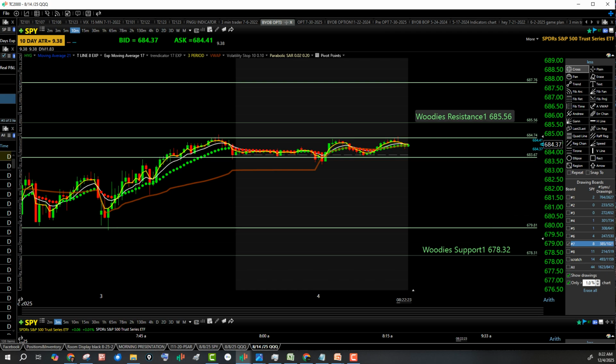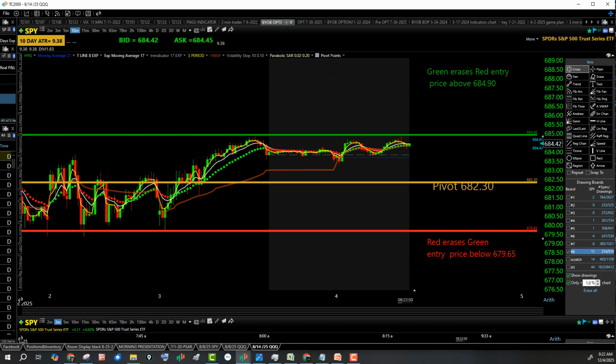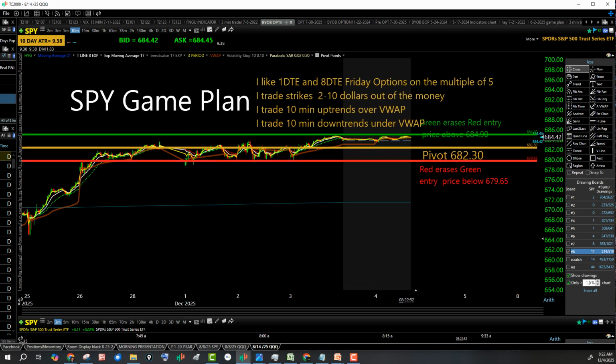And my first visit would be to look for Woody's resistance from yesterday, which is 685.56. I don't know if it will be 685.56 this morning. I would suspect it's going to be different because the pivot changes. As we moved up and held the higher ground, so will resistance and support change as well. So there's SPY on the 10-minute. Okay, let's go take a look at the game plan. Okay, this is the game plan.